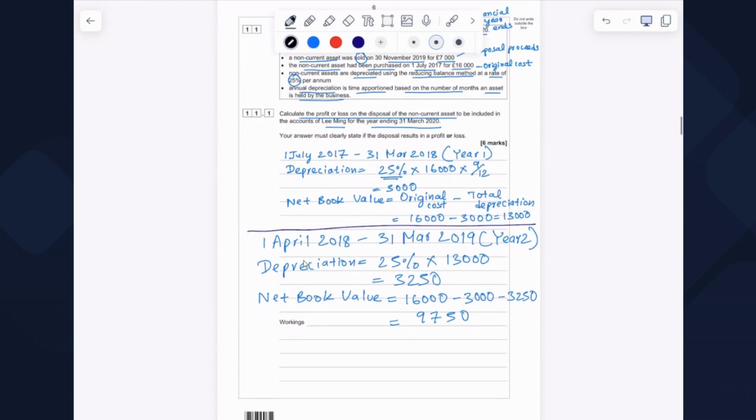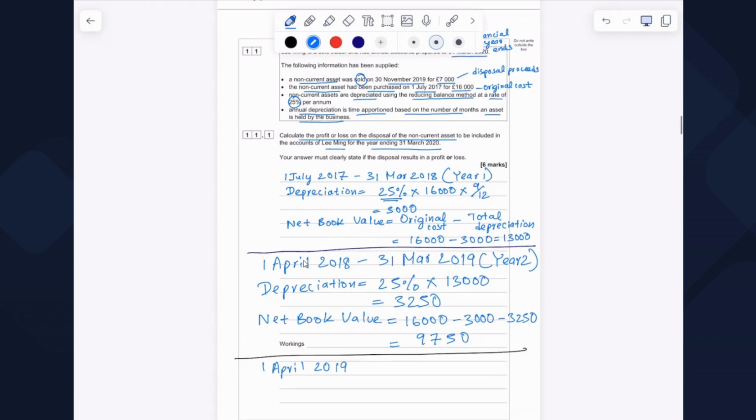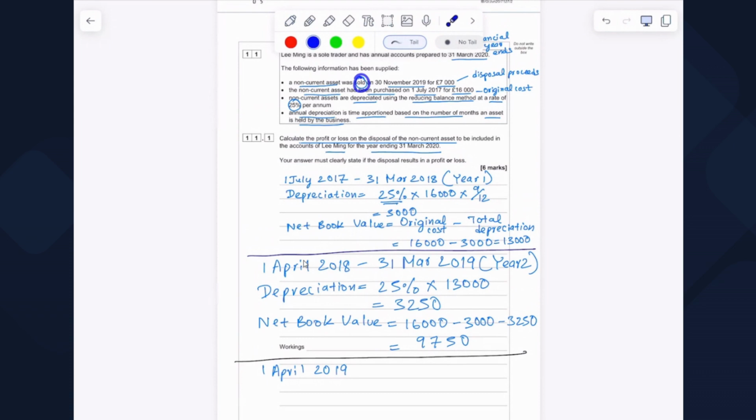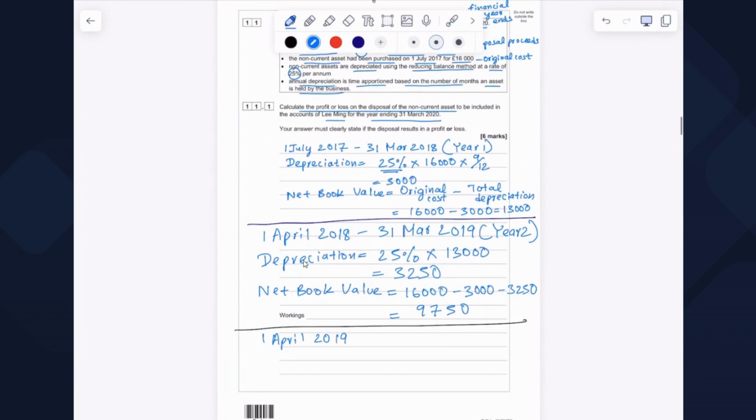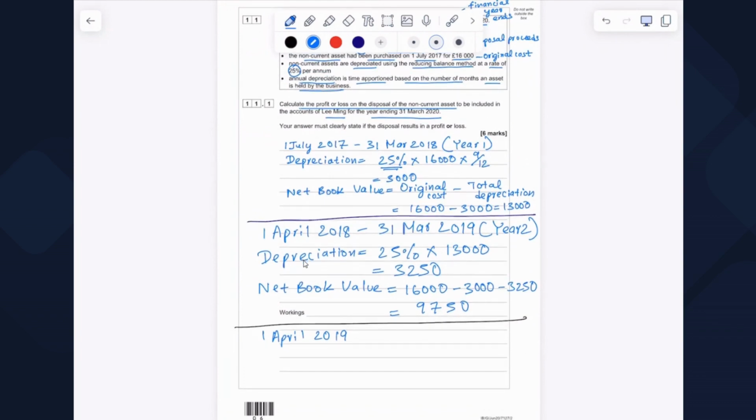Now, let's move on to year three. So year three will start on 1 April 2019, and because the asset was sold on 30 November 2019 for £7,000, that is when year three ends for this asset. So it starts on 1 April 2019 and ends on 30 November 2019, which is how many months? So we have April, May, June, July, August, September, October, and November. So that's 8 months in total.